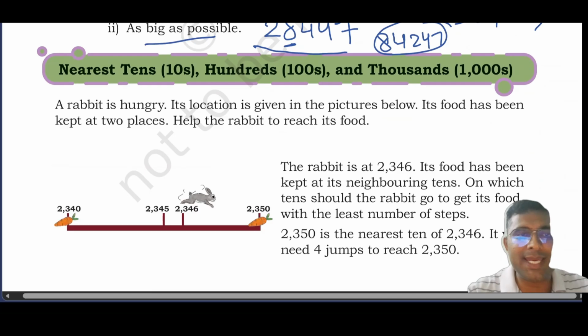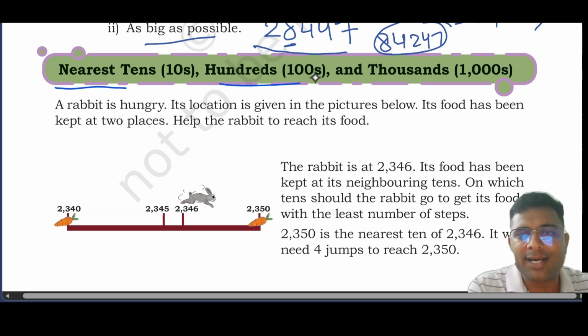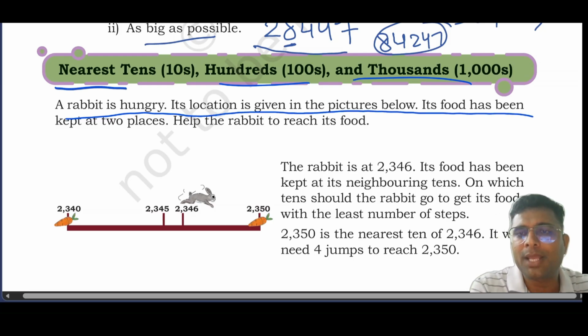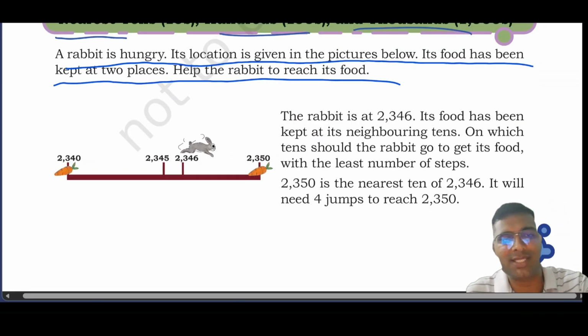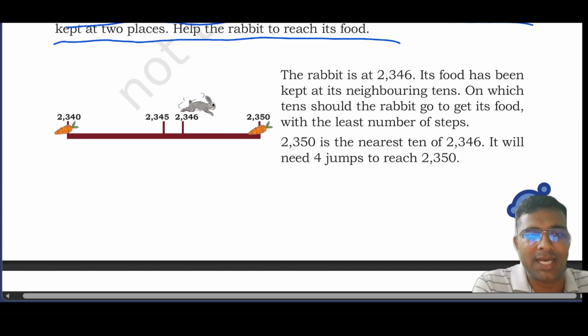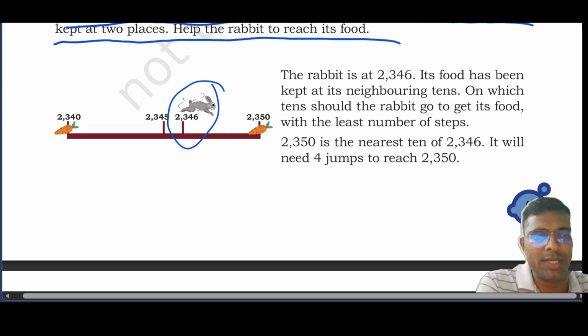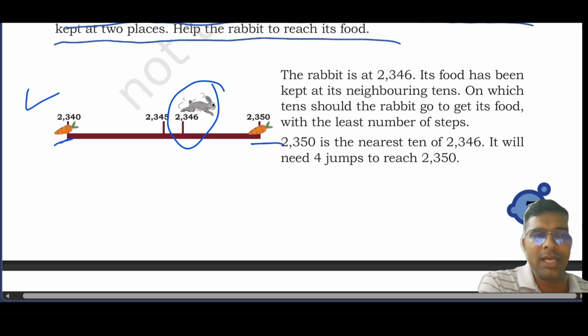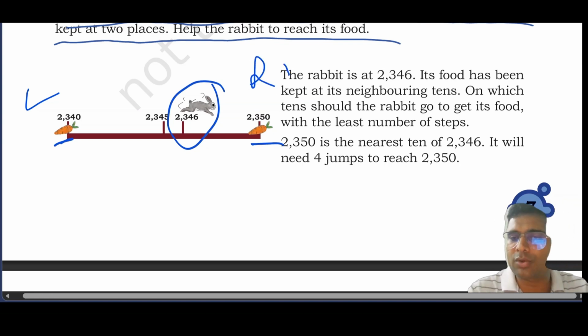Coming to next, nearest tens, hundreds and thousand. A rabbit is hungry. Its location is given in the picture below. Its food has been kept at 2 places. Help the rabbit to reach the food. So you can see here bachcho, a hungry rabbit is at this position, and you can see the food is in different directions. One is on the left side and one is on the right side. So he has a choice, he can either go left or jump to the right side.